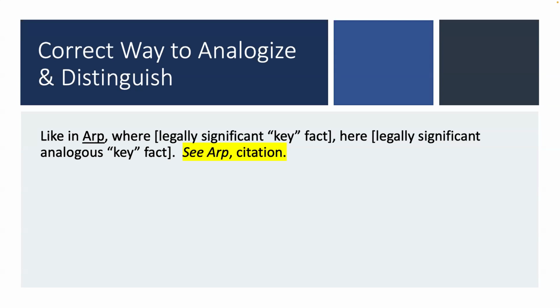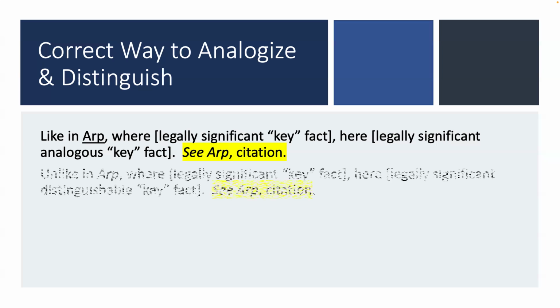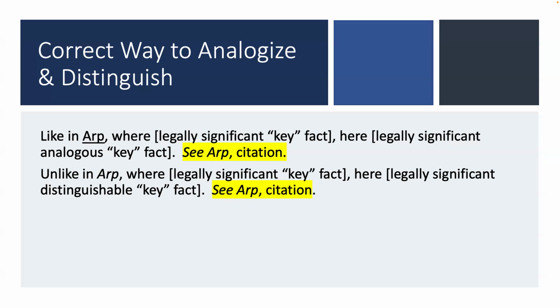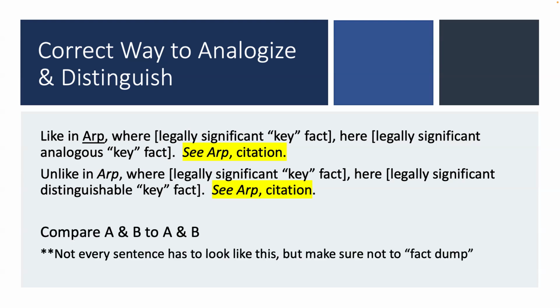Your citation is going to have a C in front of it because ARP does not stand for anything in your case. So it doesn't directly stand for the proposition of the entire sentence. And after that citation, you need to add more specific facts of your case to elaborate on the point that you're making. Same way to distinguish, you would do, unlike in ARP, comma, put the legally significant fact, comma, here, put your legally significant fact that's like ARP, citation, and follow the citation with specific facts. Remember that you're comparing A to B and A to B.